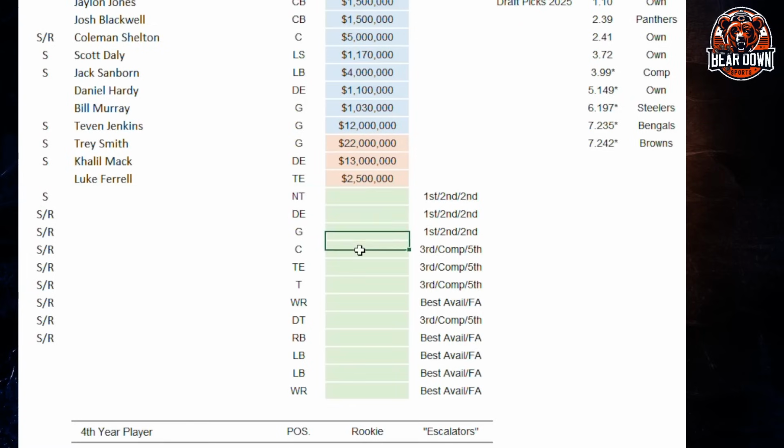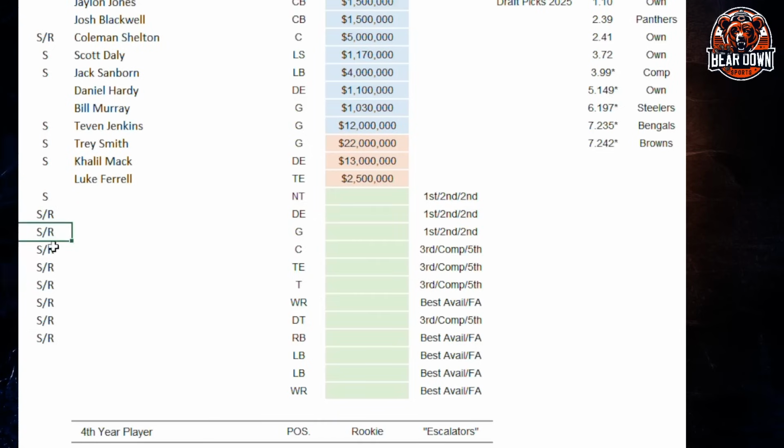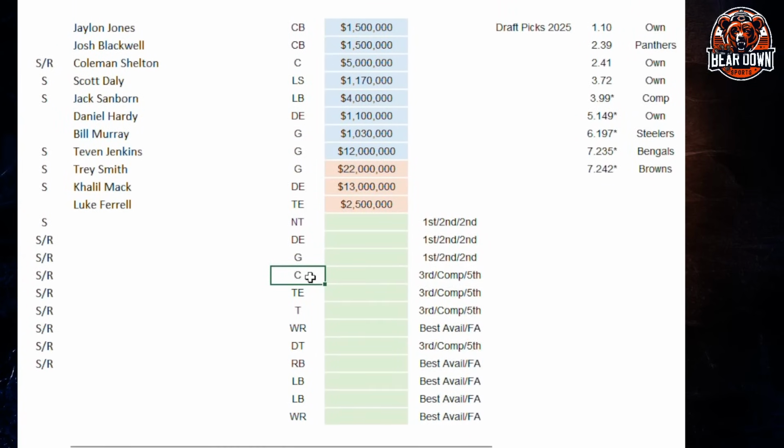Defensive end, guard, centers, these could be starters or rotational guys. If you're looking at center, he might need to be boosted up into the second. If this is the scenario we fall into, you might be looking and saying, center is a priority because we're not really comfortable with Coleman Shelton as the top. So maybe we need to stretch here at the top of the second at pick 39 or pick 41.